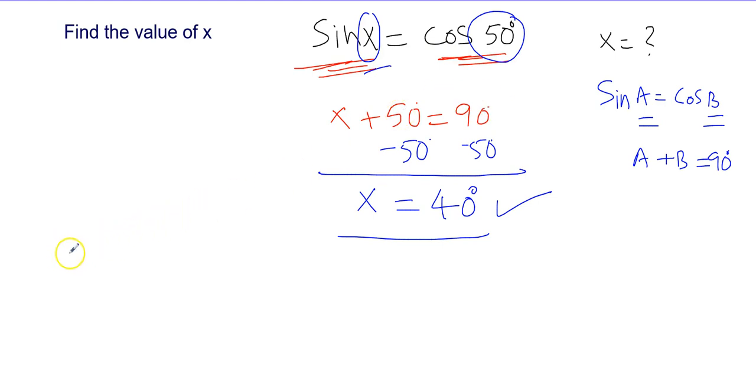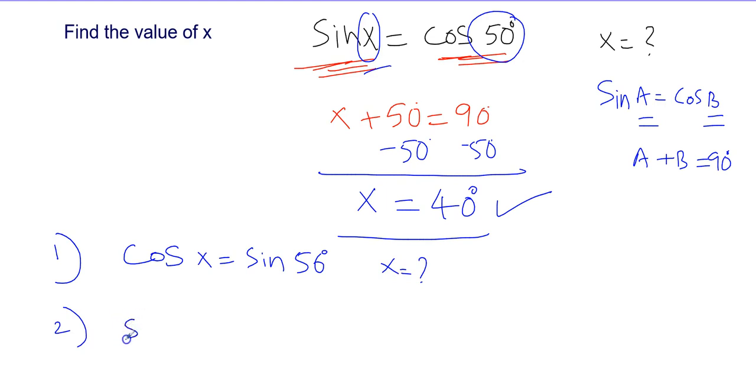Now you please try these two problems. One is here. Let me take cosine x is equal to sine 56 degrees. Find the value of x. X equal to how much? And the second problem is sine x is equal to cosine 34 degrees. In both cases, find the value of x. Okay, please try. Thank you.